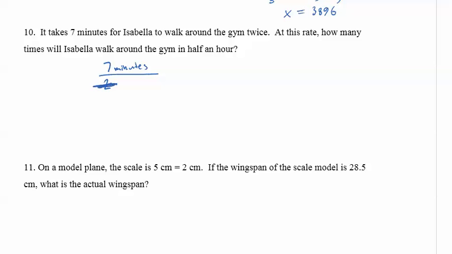Twice, try that word. Okay, 2 times around the gym. So per every 7 minutes, she can walk around the gym twice. At this rate, because a ratio is a rate, how many times will Isabella walk around the gym in half an hour? And half an hour is just 30 minutes, right?